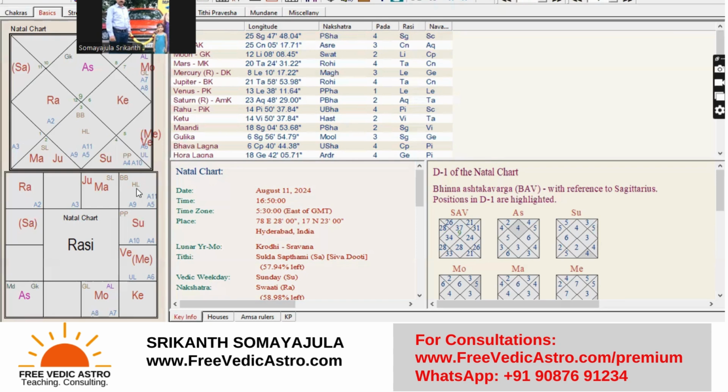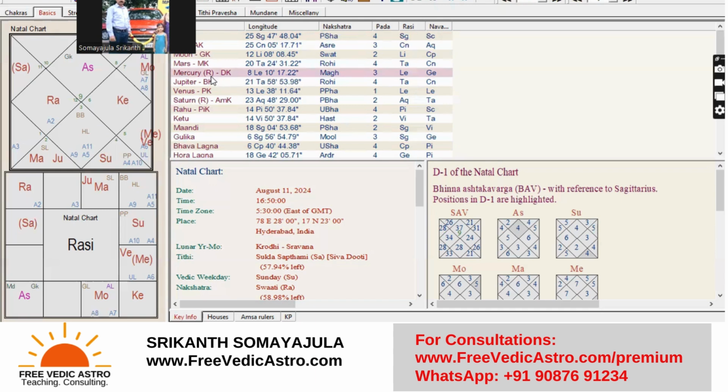This is an important point we have to make a note of, because what influences the seventh house more is the cusp and the dispositor of the seventh house, not so much the seventh house lord. So the seventh house lord's nakshatra is Magha. This is the least influencing thing for the seventh house.